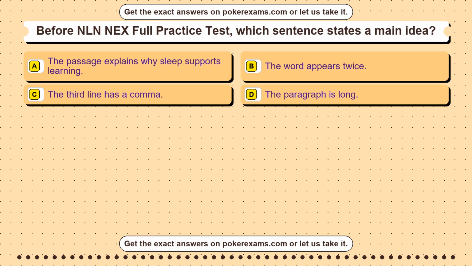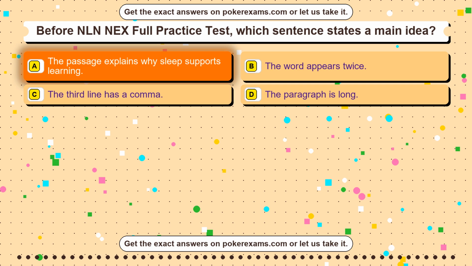Question 25. Before get functions practice, which punctuation mark separates items in a simple list? Option A, comma. Option B, apostrophe. Option C, hyphen. Option D, colon only. The correct answer is option A.